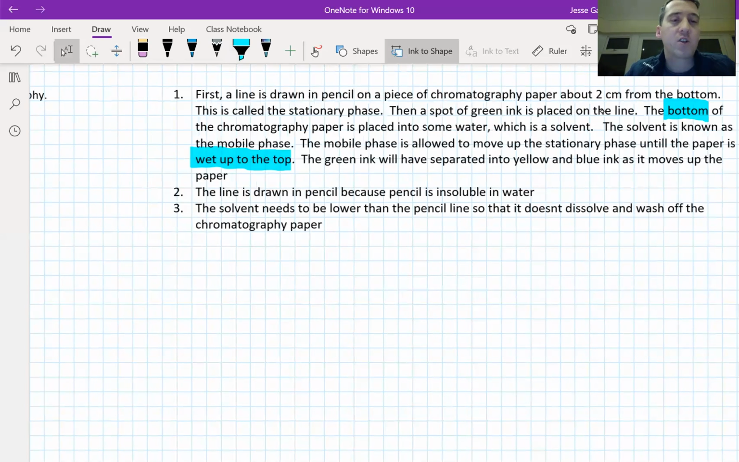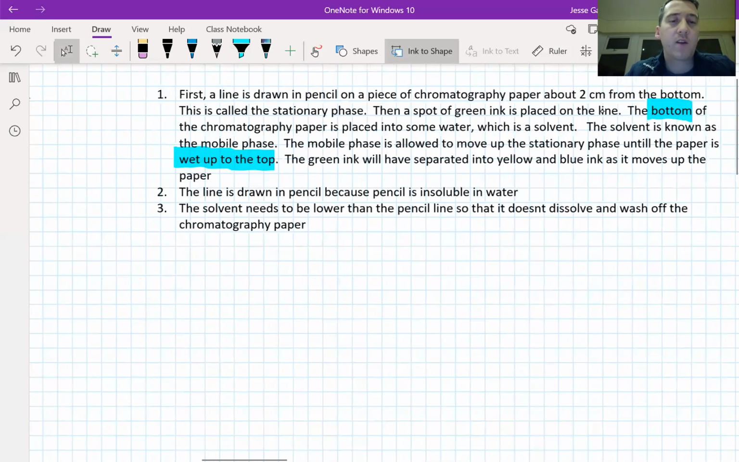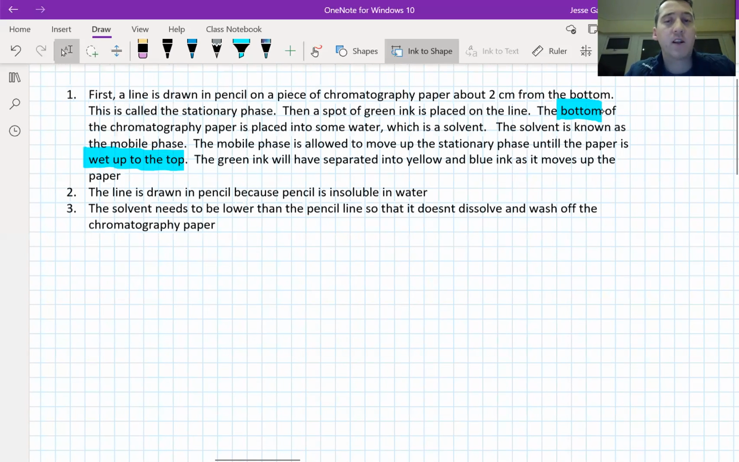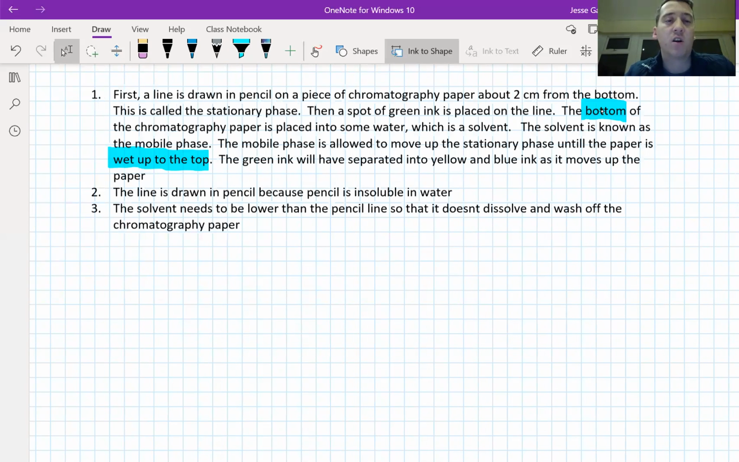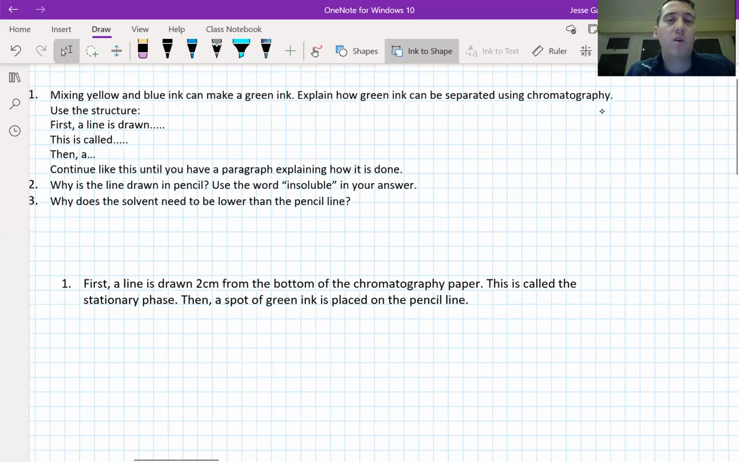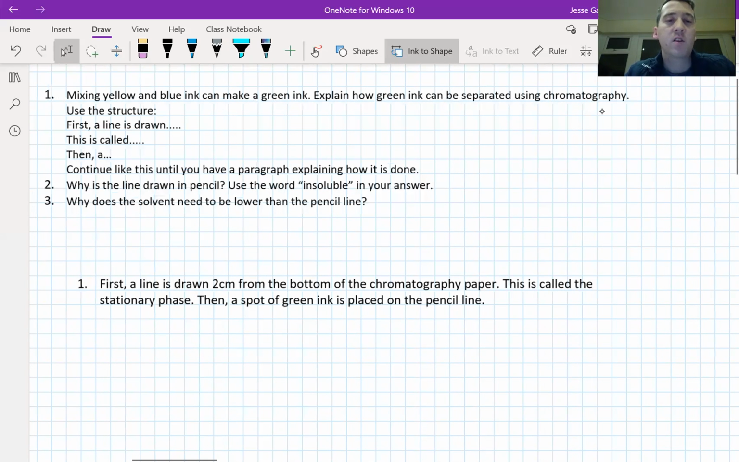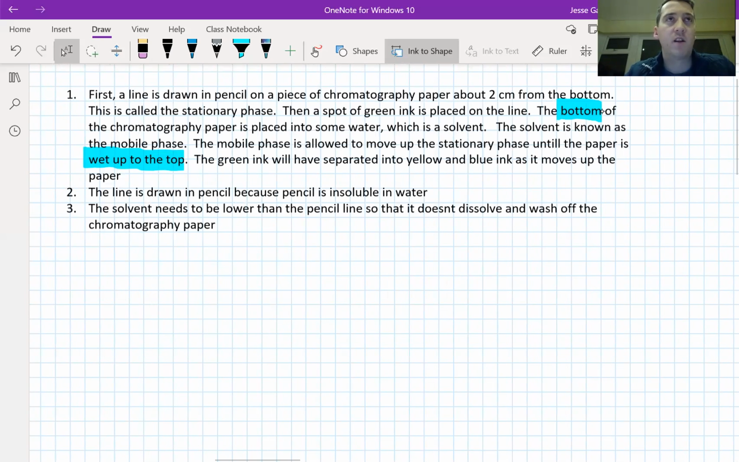Right, the second question was, why is the line drawn in pencil? Use the word insoluble in your answer. The line is drawn in pencil because pencil is insoluble in water. And if you don't use pencil, if you use ink, it will just wash off. Number 3, why does the solvent need to be lower than the pencil line? The solvent needs to be lower than the pencil line so that it doesn't dissolve and wash off the chromatography paper. Okay, so you've got to have the water below the ink spot, basically.